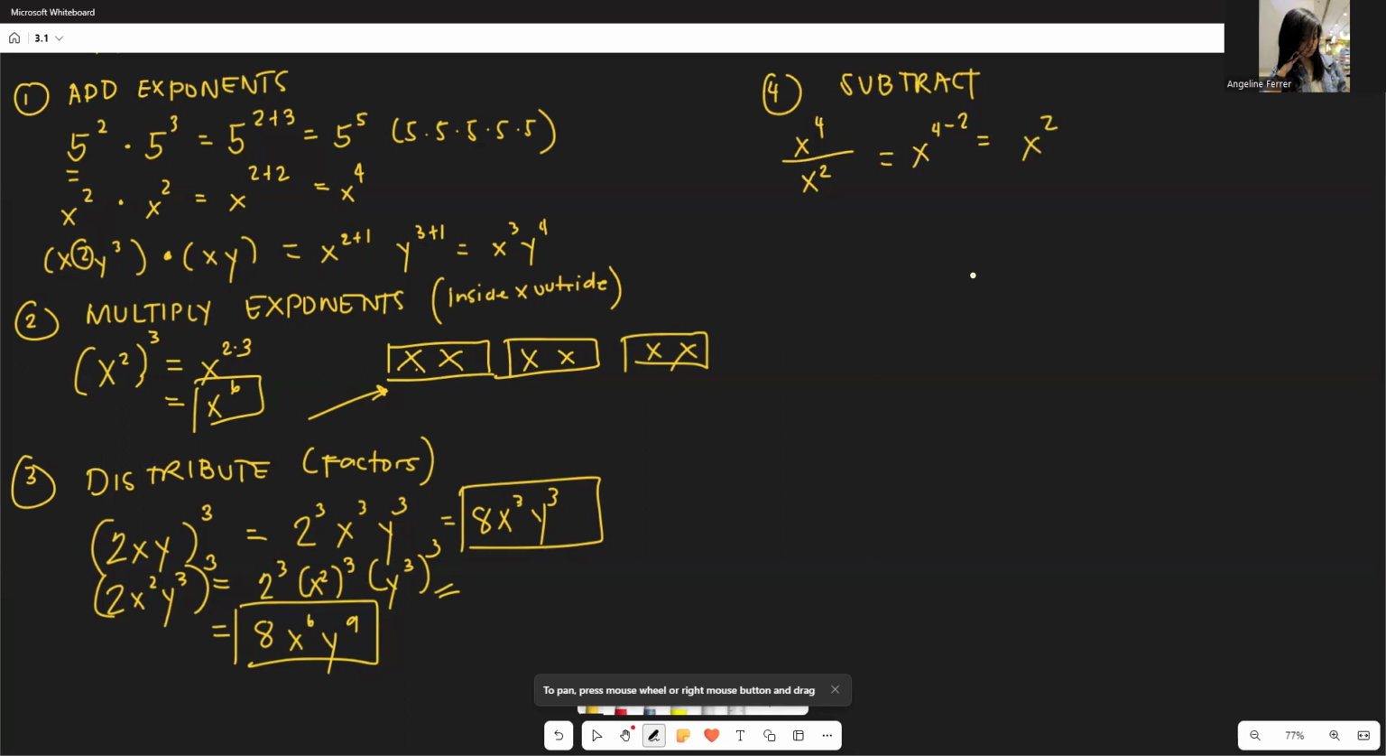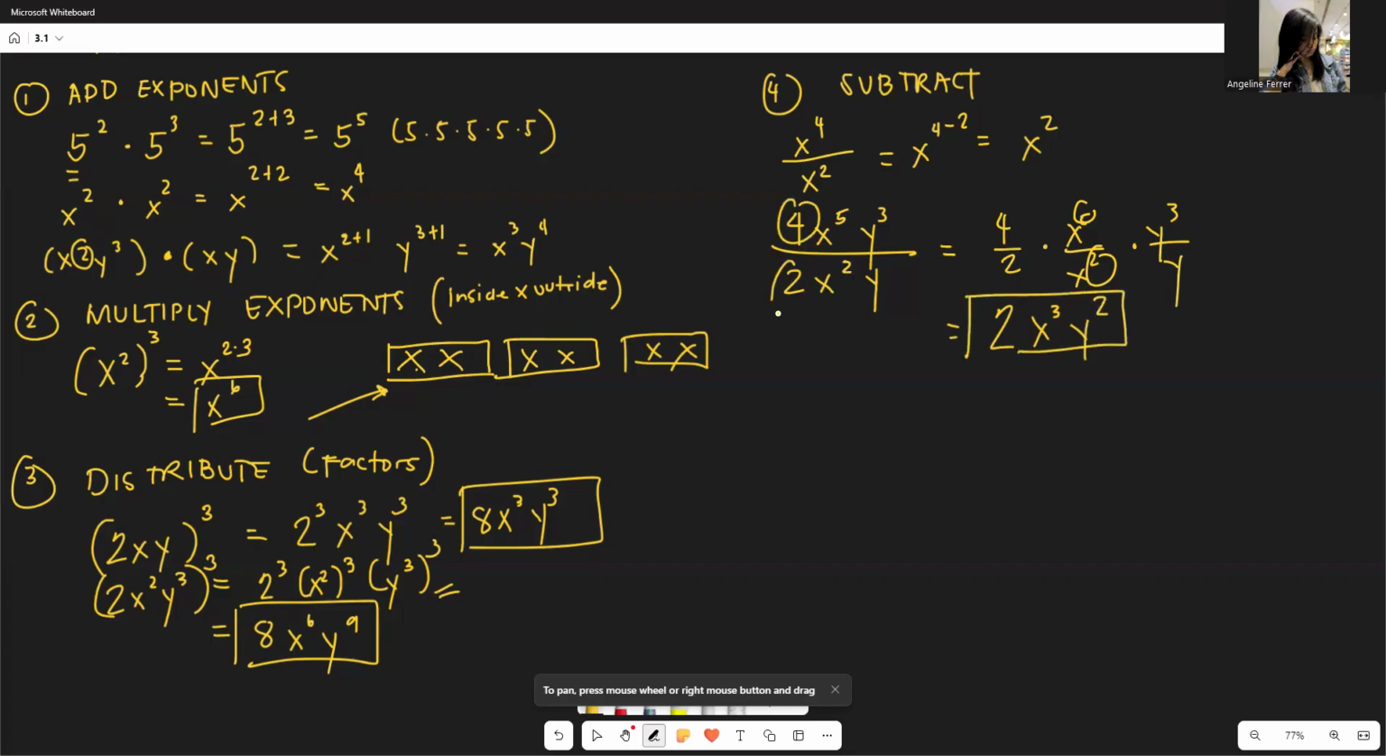What if we have multiple values? Like for example, 4x raised to 5 y raised to 3 over 2x squared y. Then just separate them first. So 4 over 2 times x raised to 5 over x squared times y cubed over y. And then 4 divided by 2 is 2. 5 minus 2 is 3. 3 minus 1 is 2.